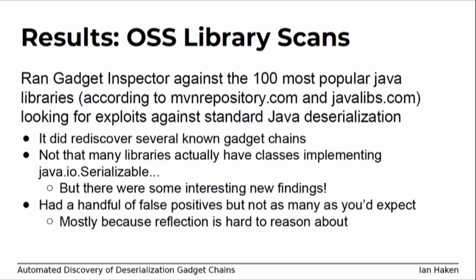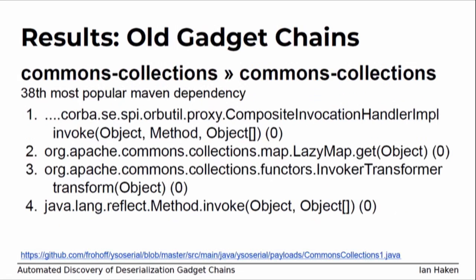And it did have a handful of false positives, because this does try to err on the side of false positives, but not as many as you'd expect, just a dozen, enough that they're easy to rule out, and it's mostly because reflection is hard to reason about. So, all right, old gadget chains.